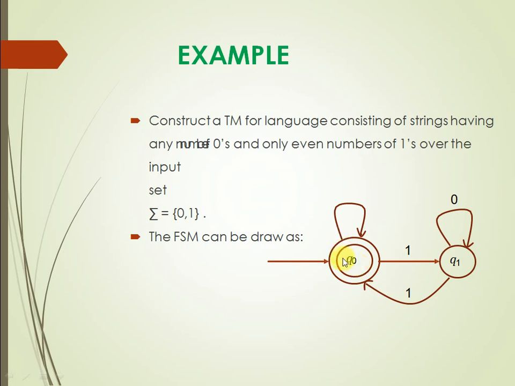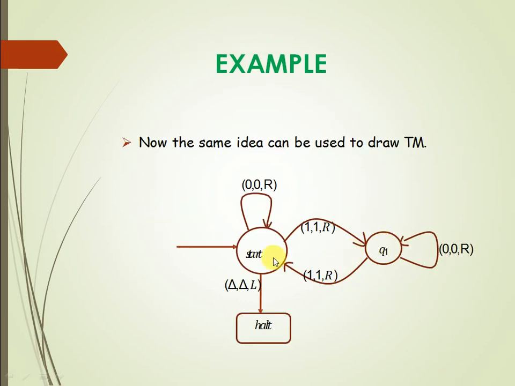On giving 0 input on Q0, it remains in the same state. On giving 1 input, it reaches Q1, and on giving input 0 on Q1, it remains in the same state, and on giving input 1, we reach the final state Q0. Now we'll see the same example, which we have seen from the finite state automata, and for the same example now we will draw the TM model.